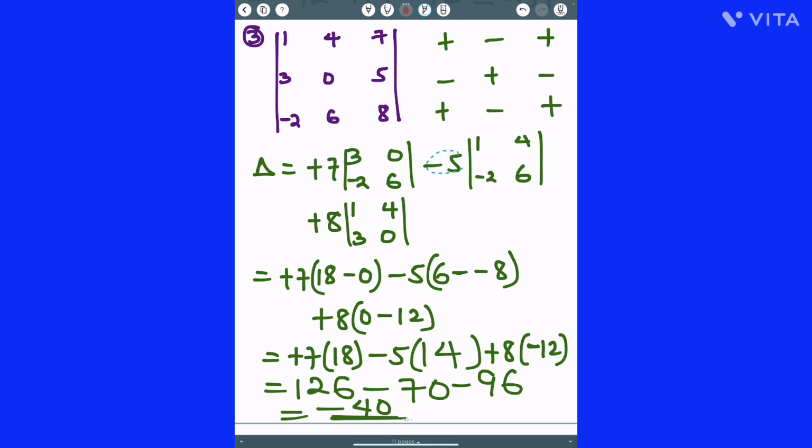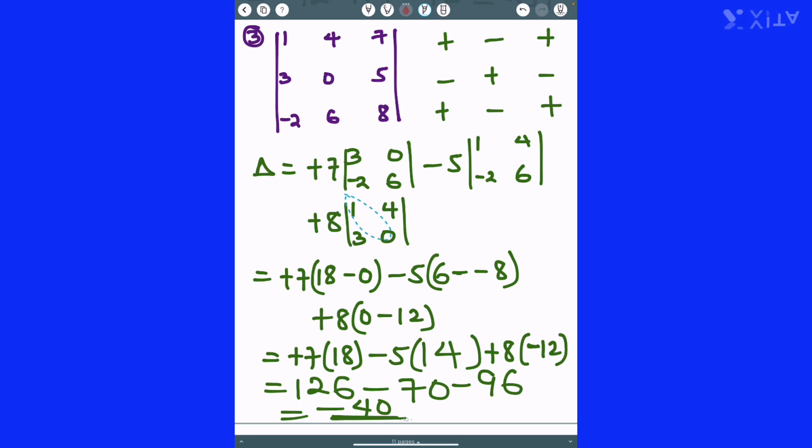In the next step here, minus 5. 1 times 6 is 6. So I write 6 down. Minus 2 times 4 is minus 8. That's 6 minus minus 8. That gives you what? 6 minus minus 8 is 6 plus 8. That's 14. So that gives me, on the next step here, plus 8.